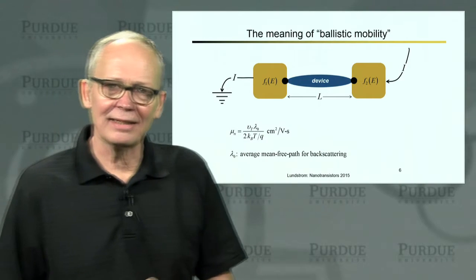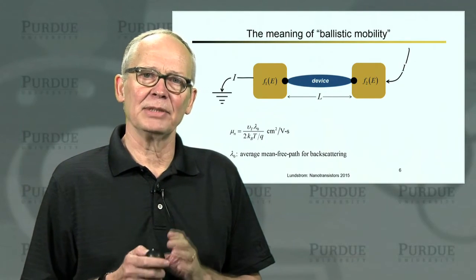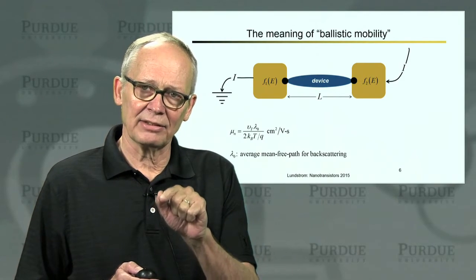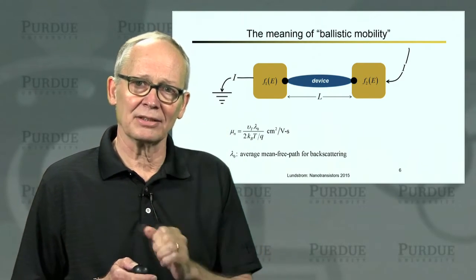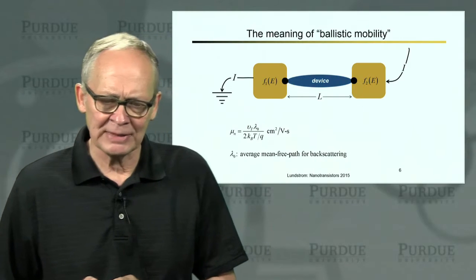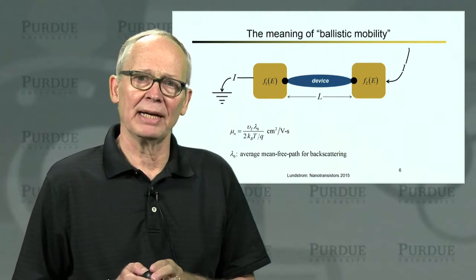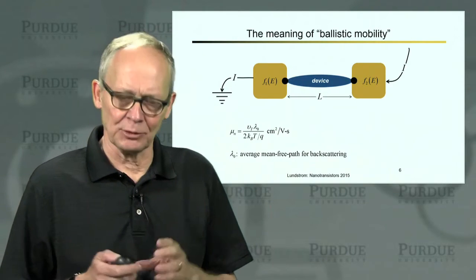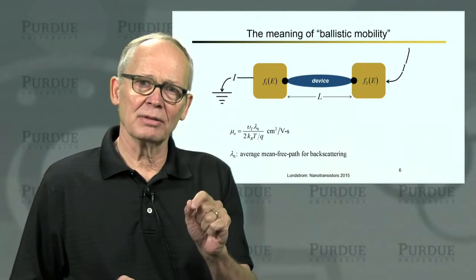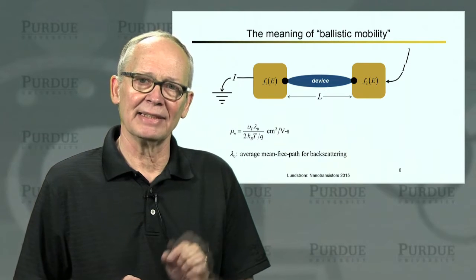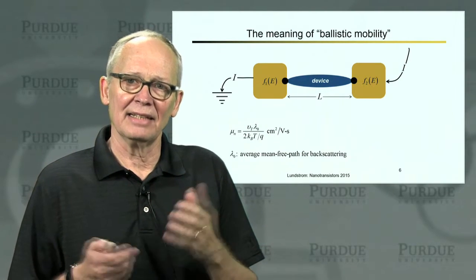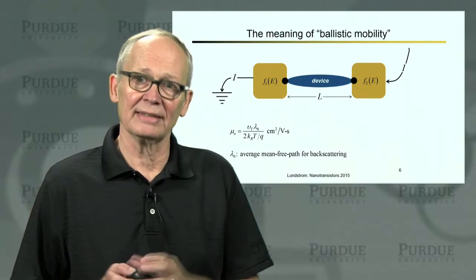By lambda naught, I mean the average distance between scattering events. It's the average distance that an electron travels before it backscatters or goes in some random direction. So we call it the average mean free path for backscattering. Now it's sort of intuitively sensible that the longer the distance between scattering events, the easier it is for electrons to get through a material. And if it's easier to get through, the mobility is higher.